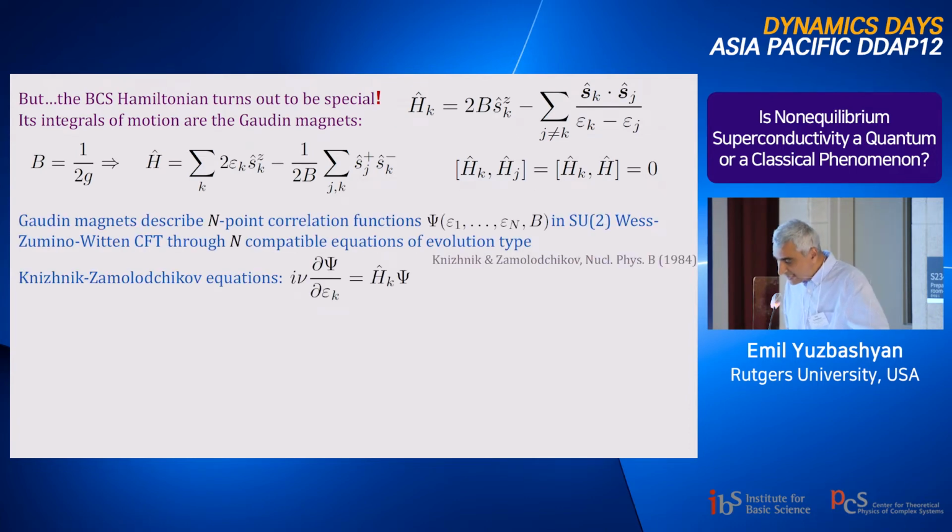The reason Gaudin magnets are special is that they describe n-point correlation functions. These are functions of all these epsilons and B in SU(2) Wess-Zumino-Witten conformal field theory. The correlation function psi satisfies n compatible equations of motion of evolution type, which are known as the Knizhnik-Zamolodchikov equations. Nu here is an arbitrary parameter, and the epsilons are the same epsilons that occur in the Gaudin magnets and that play the role of single-particle energies in the BCS Hamiltonian.